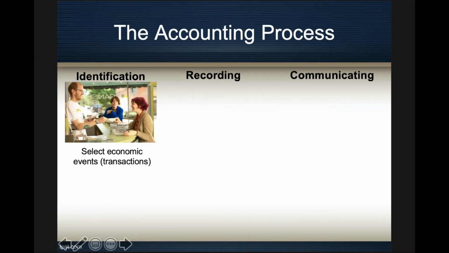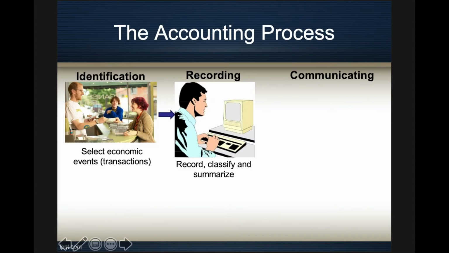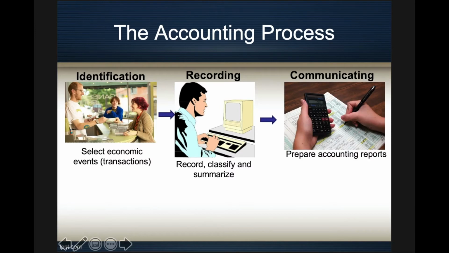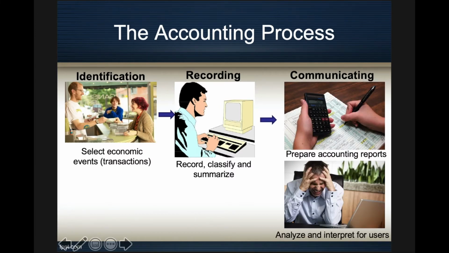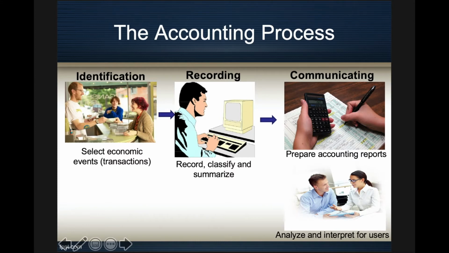So we have to recall the accounting process. We have identification, recording, and communicating. In identification, you have to select those economic events or transactions that are relevant to the business, like you paid for the salaries of your employees, you received cash from the service that you have rendered, etc. And the recording process is where you record, classify, and summarize those transactions. And communicating means preparing accounting reports and analyzing and interpreting these results for the users.